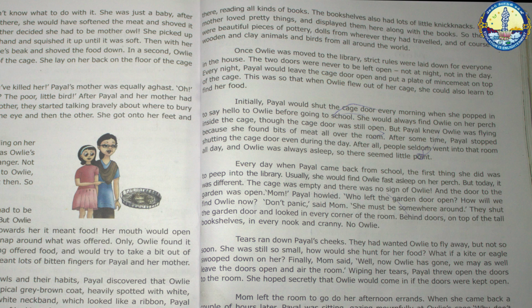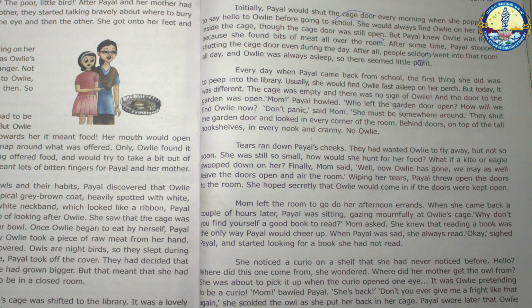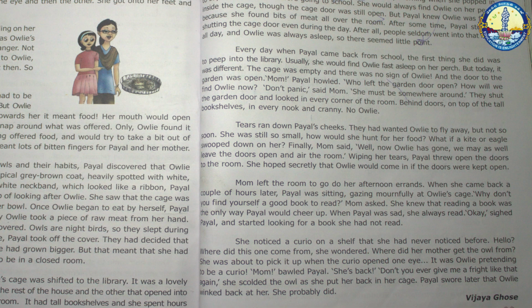But one day, when Payal returned, the cage was empty and the garden door was left open. Payal panicked and called for her mom. Mom asked Payal to be calm and search for Owlie. They couldn't find Owlie. Finally, they decided that Owlie had gone and left the doors open. Payal was very upset and was looking sadly at the cage.